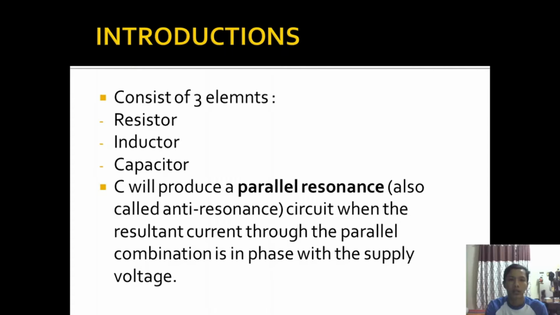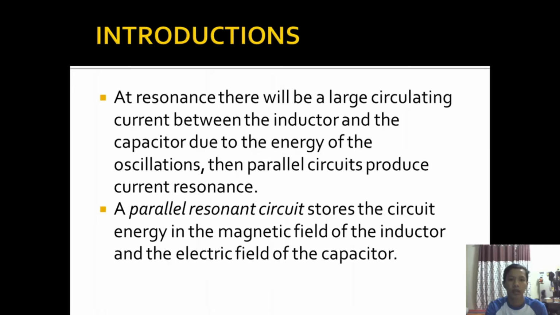An RLC circuit consists of three elements: resistor, inductor, and capacitor. It will produce a parallel resonance, also called anti-resonance, circuit when the resultant current through the parallel combination is in phase with the supply voltage. At resonance, there will be a large circulating current between the inductor and the capacitor due to the energy of the oscillation. Then the parallel circuit produces current resonance.